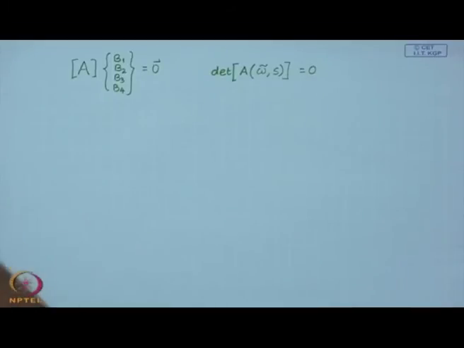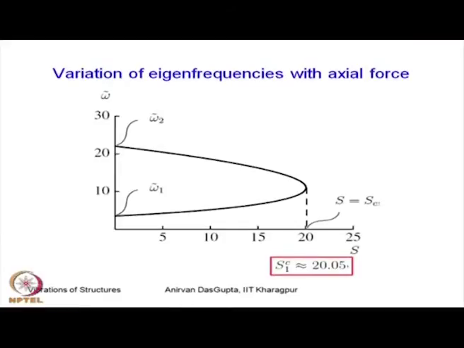So, here this shows the results of such a solution. When the load is 0, the first two non-dimensional circular natural frequencies are these 2 points, and as the load is increased, you can see that omega 2 decreases while omega 1 increases, and they coalesce at a certain value of load. Now, this is the critical value, because after this they vanish.